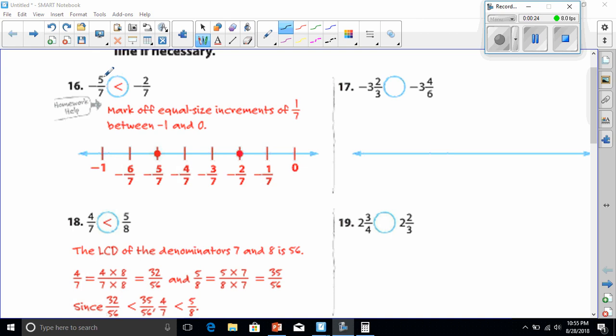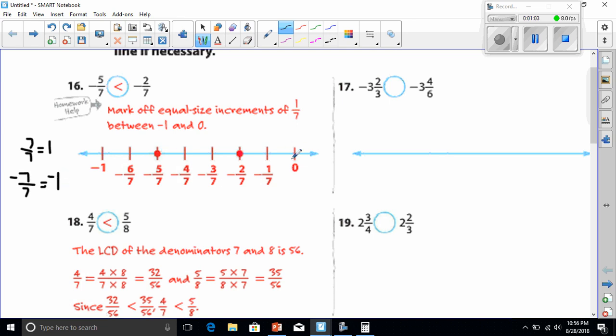Okay, so for number 16, it says -5 over 7 is less than -2 over 7. Well, they proved this by making lines on the number line in increments of -1/7. And why do they do that? Well, if this is -5 over 7, this is -2 over 7. That tells me that 7 over 7 would be 1, because any number over itself equals 1. So it stands to reason then that any number over itself that's negative will equal -1.